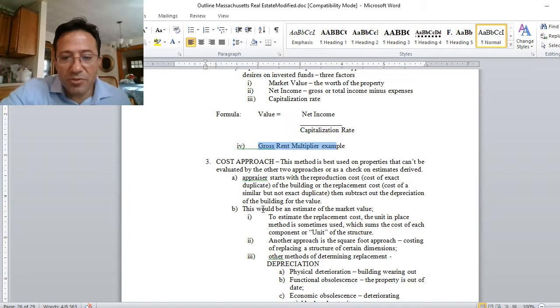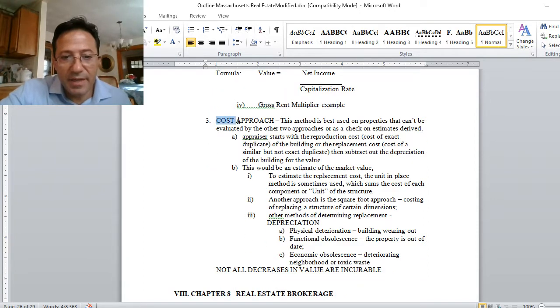The last of the approaches that an appraiser will take, usually on commercial properties. But they'll try with residential properties as well, as I mentioned. They'll try to do as many of the three approaches as they can. This method is best used in properties that can't be evaluated by the other two approaches, okay? Or as a check, right? Checks and balances, as I mentioned in the beginning to you.